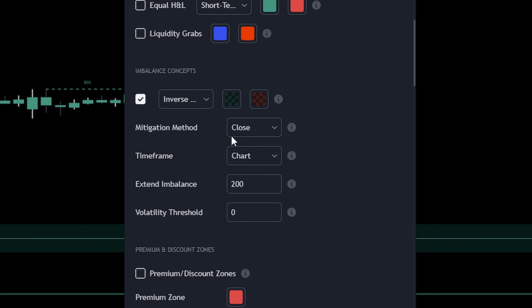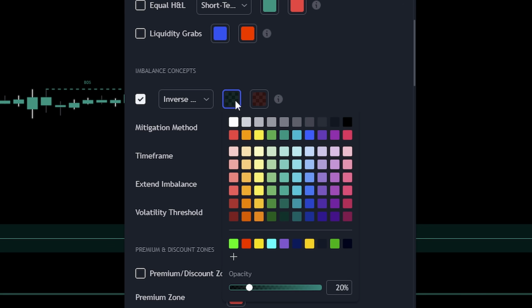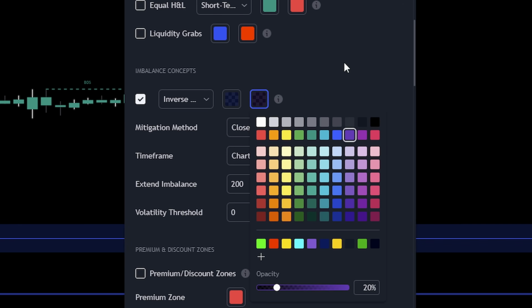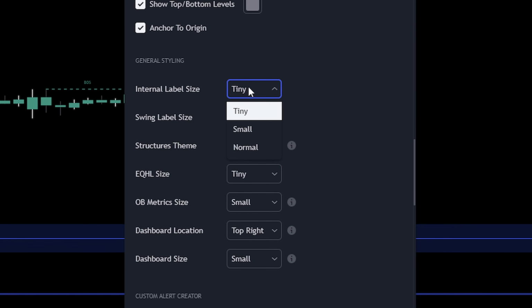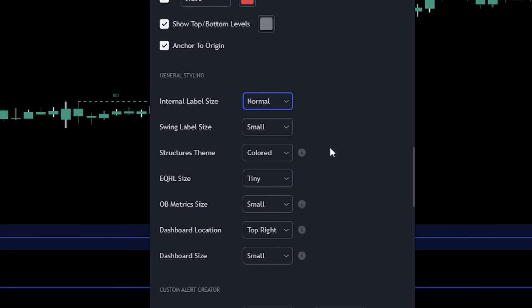To make the chart clearer, let's adjust the colors for the inverse FVGs. I recommend using a blue color for bullish fair value gaps and a purple color for bearish ones. Finally, scroll down to the General Styling section and set the internal label size to normal for better visibility.